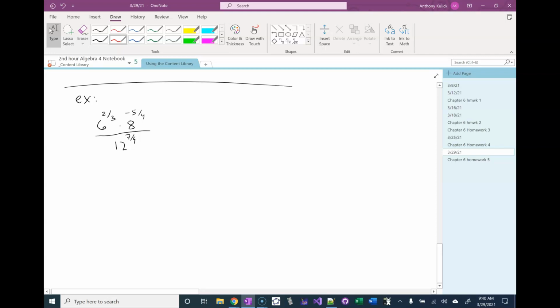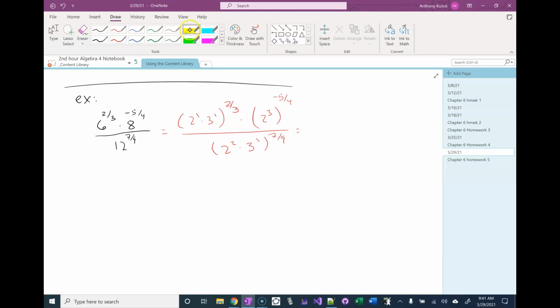So I'm going to start by doing a prime factorization, since I see none of the bases are the same and none of the exponents are the same. So there's no easy combining that I can do in this problem. So 6 is just 2 times 3. 8 is 2 to the 3rd. 12 is 2 squared times 3. Everybody okay with that?